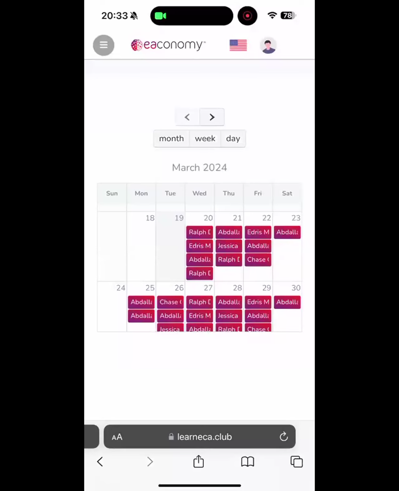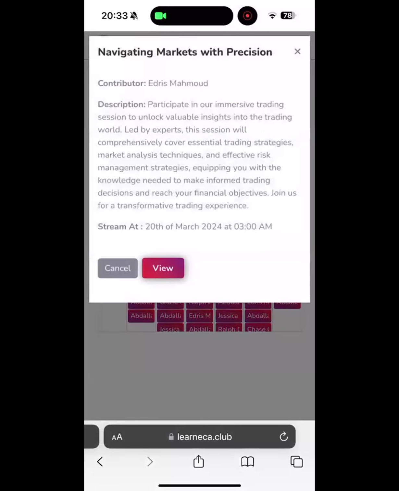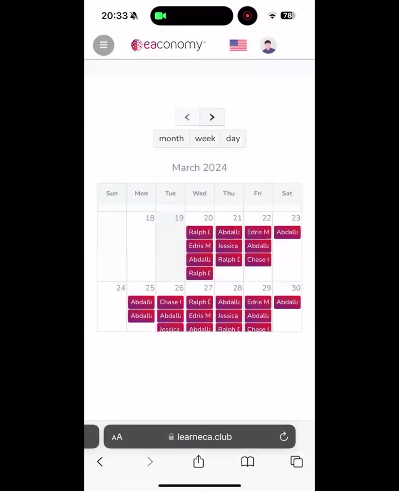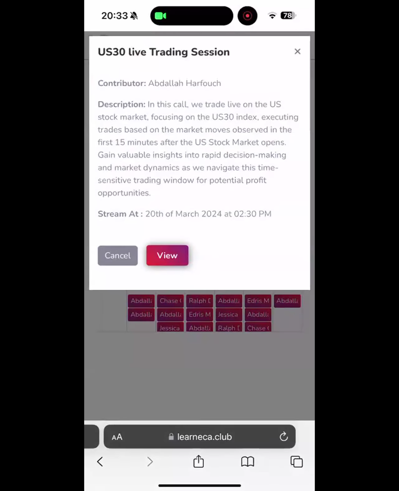So now, still that same Wednesday, there is more. So Idris Mahmoud, click on Idris Mahmoud. So Idris Mahmoud coming by 3 a.m. Can you see that? This is an immersive training, and so on. Close that. Now, these are just like live sessions that occur. Abdullah. So this is 2:30 p.m., right? This is 2:30 p.m. In this call, we trade live on the US stock market, focusing on, so close that.